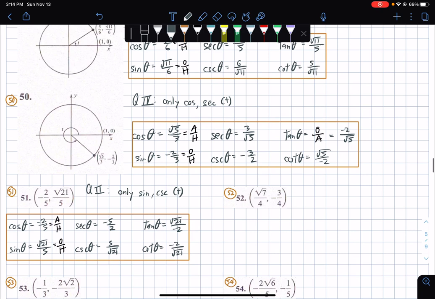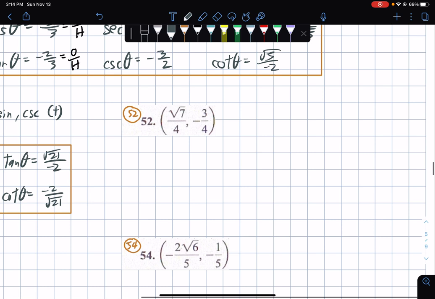Okay, so 52. This is cosine theta. We know that with x as positive and y as negative, this is obviously quadrant 4. So only cosine or secant is positive.